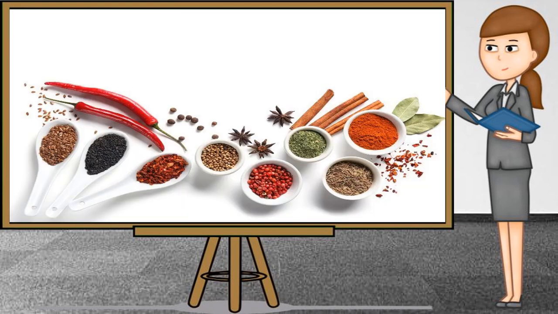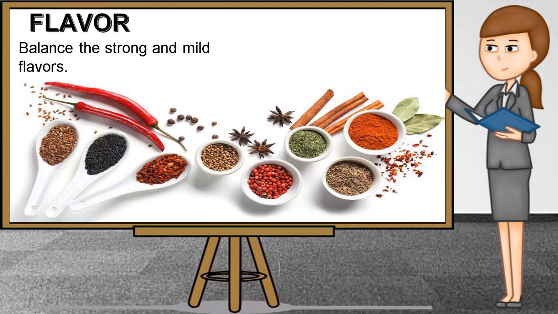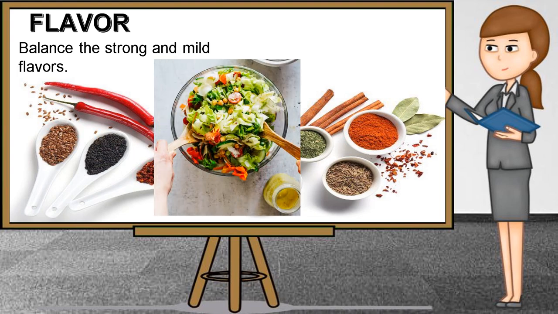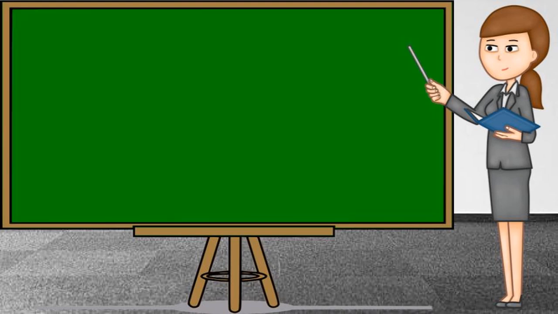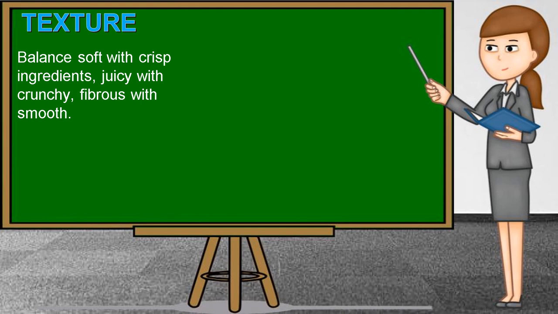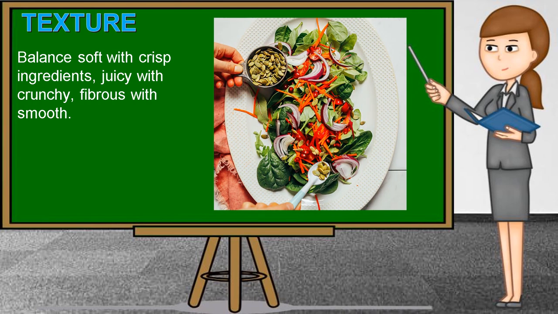The second factor to consider in salad preparation is the flavor. To balance the strong and mild flavors, for example, a pre-plated salad could present mild butter head lettuce with grapefruit sections and red onion rings. Another factor to consider in salad preparation is texture. Balance soft with crisp ingredients, juicy with crunchy, and fibrous with smooth. For example, a tossed green salad could include romaine lettuce, sunflower seeds, raisins, and orange sections.